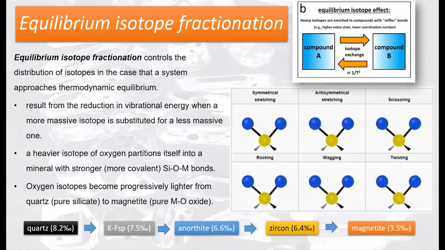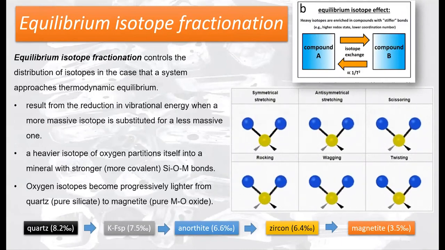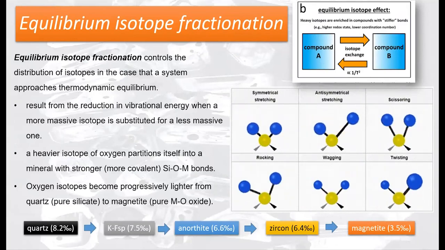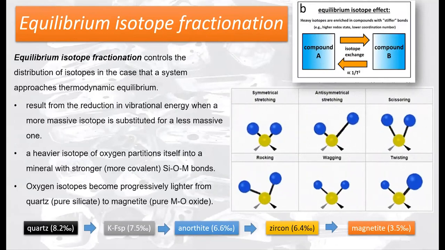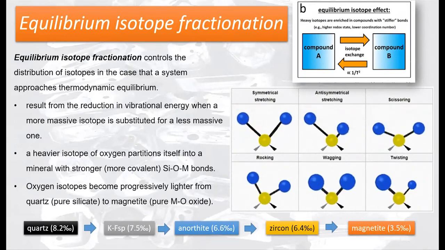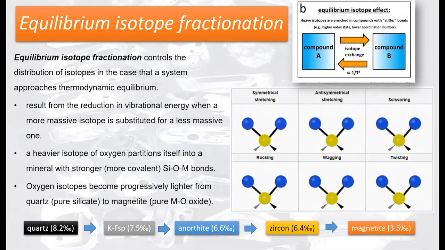Okay, so the other way of fractionating oxygen isotopes is through an equilibrium isotope effect. And that's where heavier isotopes become enriched in compounds with stiffer bonds. Now, you'll see in the literature people say stronger bonds. That isn't actually correct. It's not stronger bonding. It's the stiffness of the bond. And that has to do with the type of bond. Is it an ionic bond or is it a covalent bond? Where there's an ionic bond, the bond stiffness is actually less.